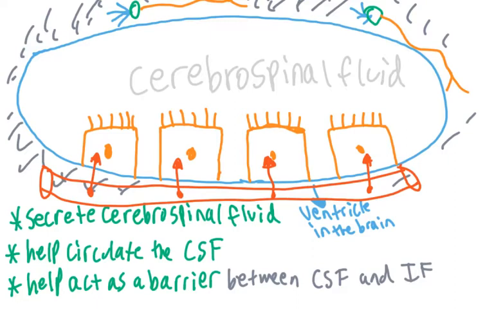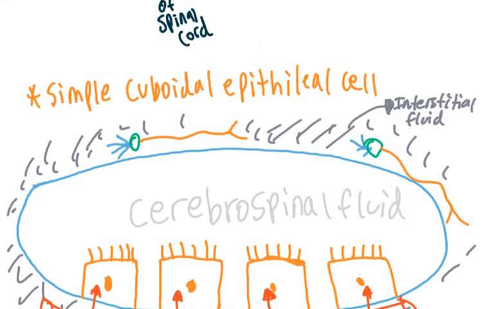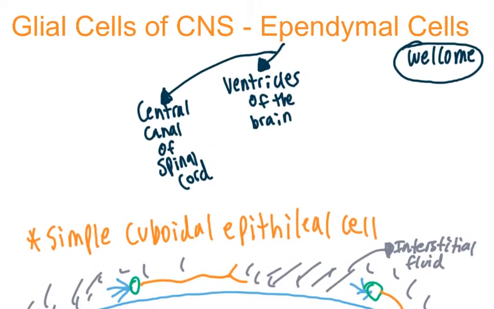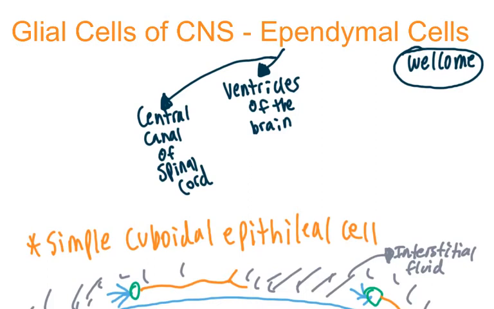And that's pretty much the basic overview of the ependymal cells that we see in the glial cells of the central nervous system. I really hope this video made sense to you guys.